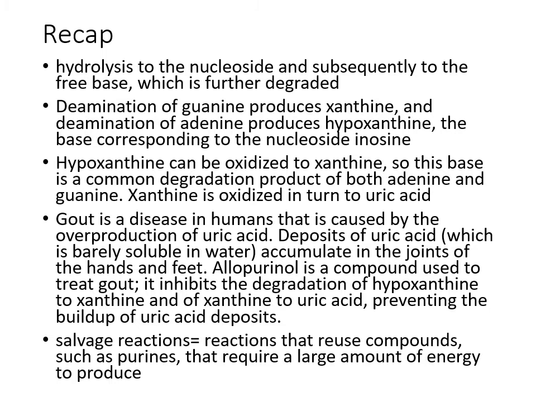And since that was a whole lot of information at once, here's a recap slide. Make sure you really know xanthine and the connection to gout with the production of uric acid, and that allopurinol, circle star, highlight that term, is used to treat gout by inhibiting the degradation of that hypoxanthine to xanthine to uric acid pathway. Okay.